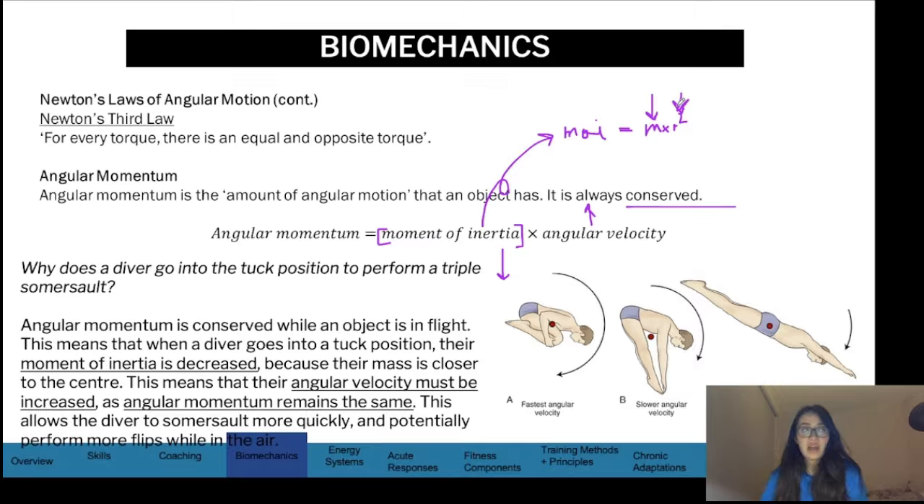And so if you're a diver and you're finding it hard to get 5 somersaults, you can think, okay, I want to increase my angular velocity, because if I increase my angular velocity, I can spin faster and get more somersaults in before I hit the water. In order to increase my angular velocity, I can decrease my moment of inertia. And the way I can do this is either by losing any added weight or mass, or I can decrease my radius by tucking in small.